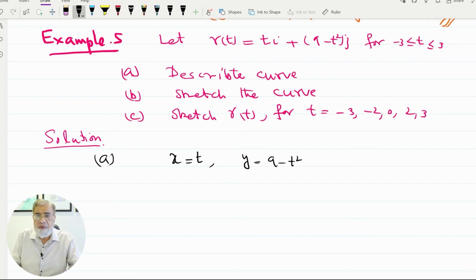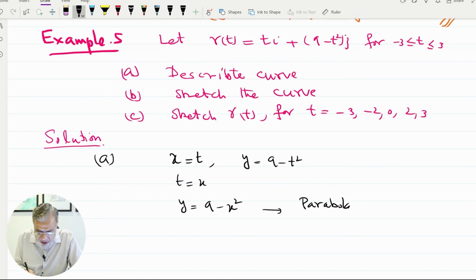So we write the parametric equations of the curve. My x is equal to t and y is equal to 9 minus t squared. From these two equations, I eliminate t. In this way, we get the equation in rectangular coordinates, and we can describe it more easily. So t is equal to x, and y is equal to 9 minus x squared. And this is my parabola.